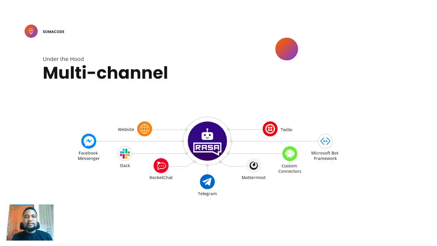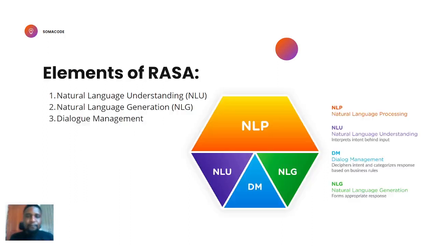Now, when you're using Rasa, you can connect it to different platforms or channels like WhatsApp, Telegram, Slack, Facebook. You can even integrate it into your website, and Rasa has all of these. You can have your bot be a multi-channel bot, which can be used on different platforms.